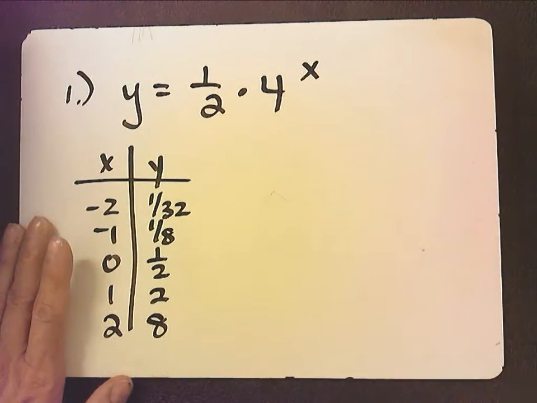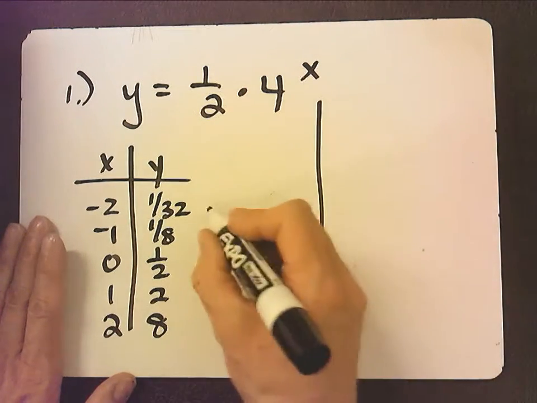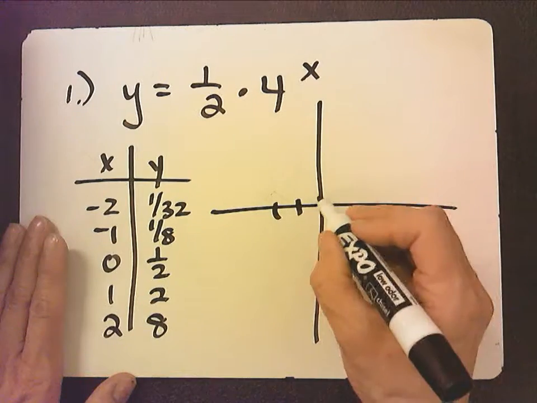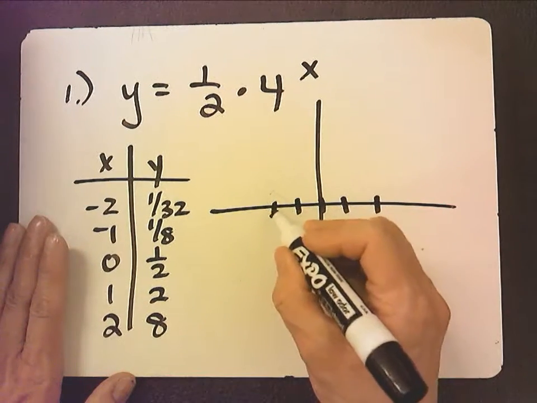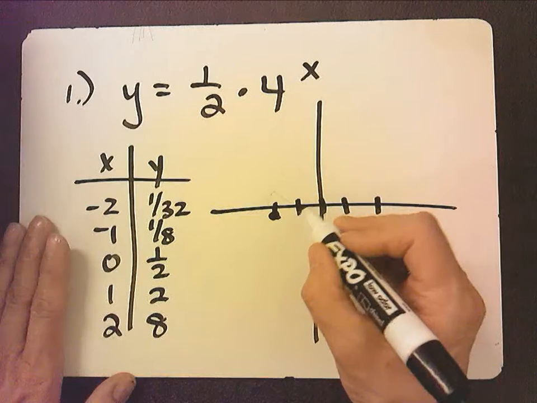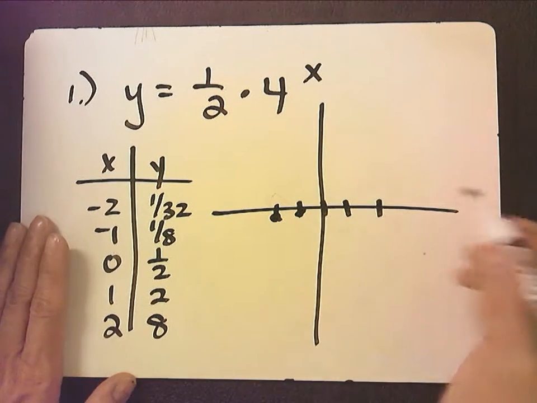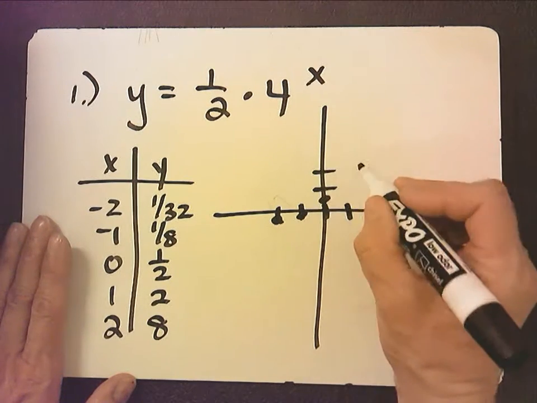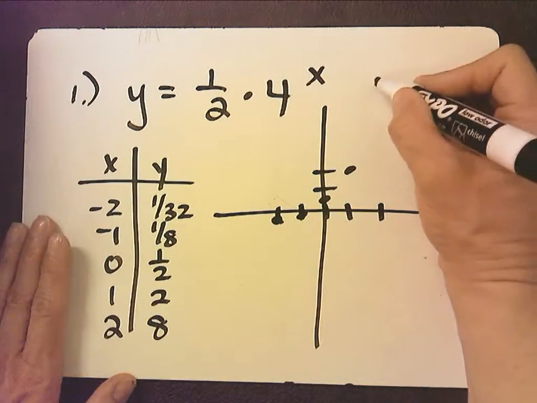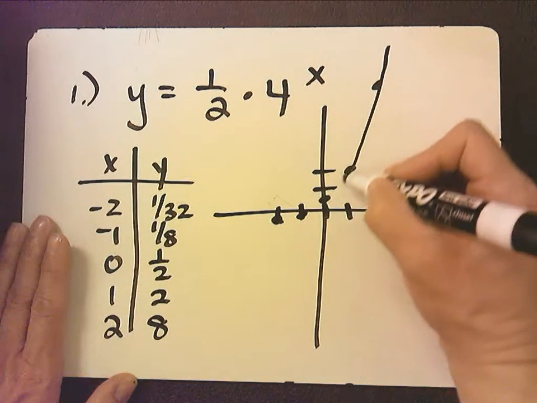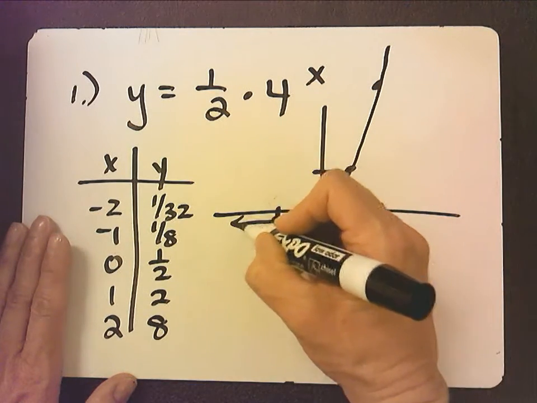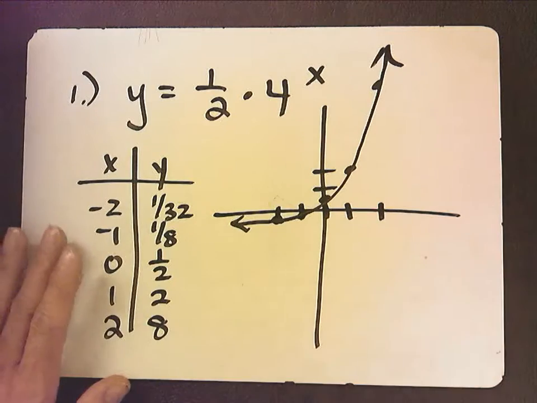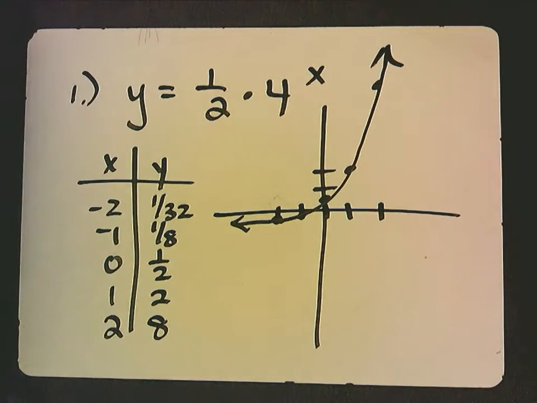So now, I'm just going to sketch this here. -2, very close to 0. -1, also very close. You really can't tell. At 0, I'm at a half. At 1, I'm at 2. And then at 2, I'm all the way up at 8. Remember, this gets very close to the y-axis, but it never actually hits. Okay?